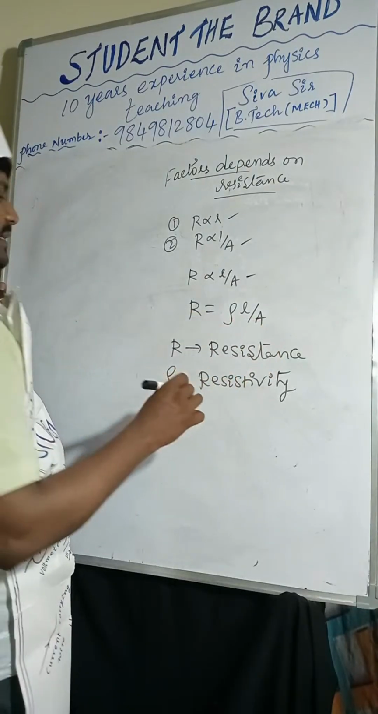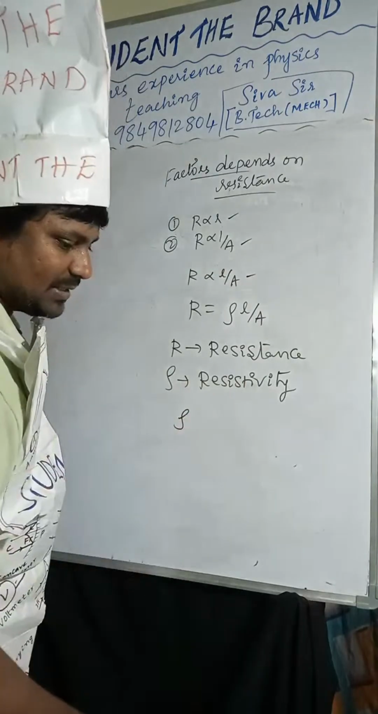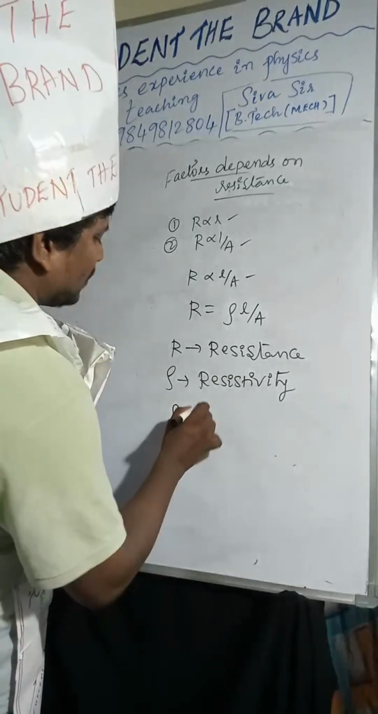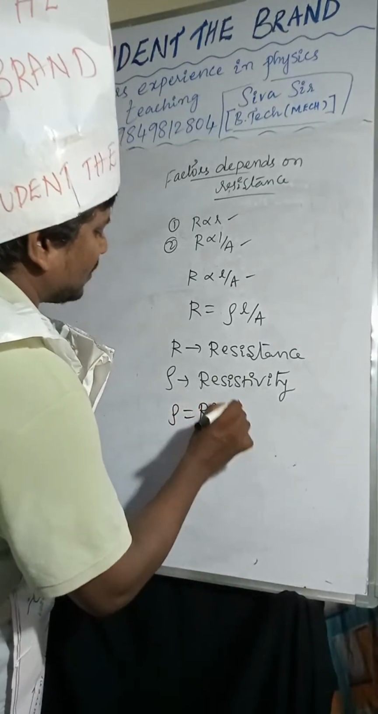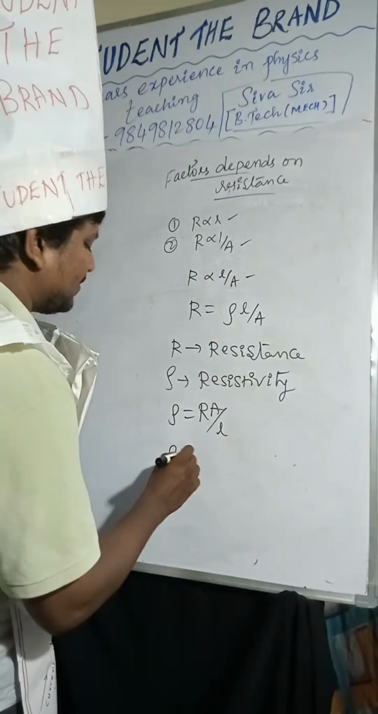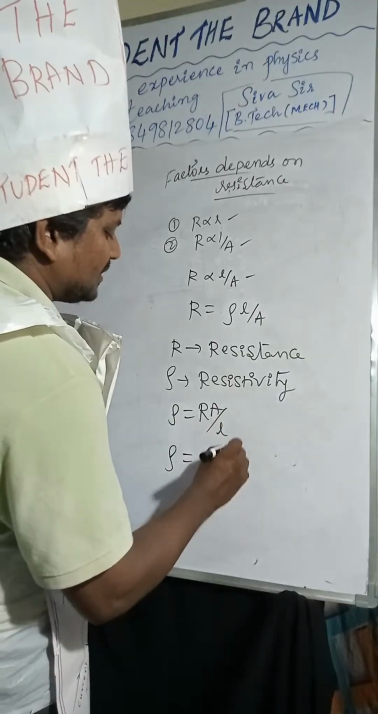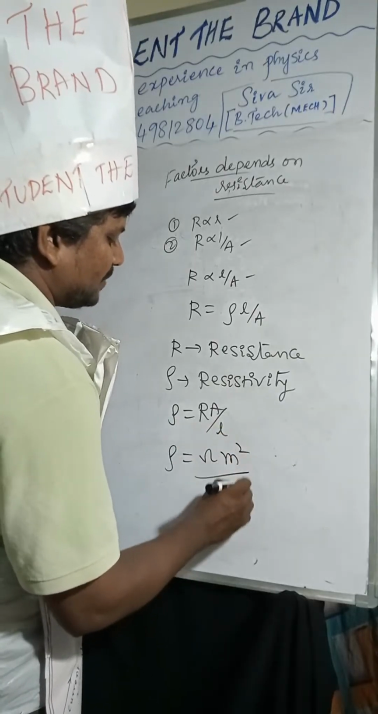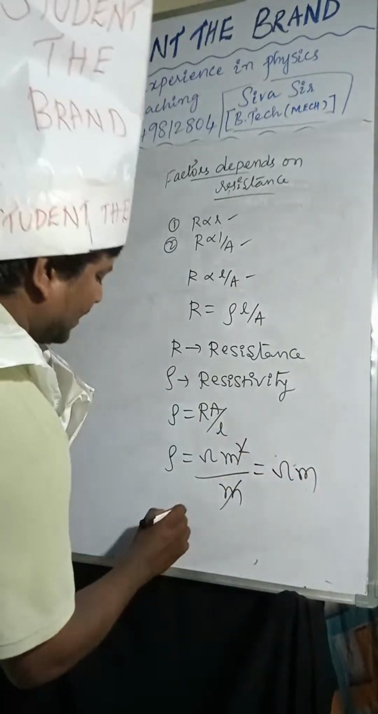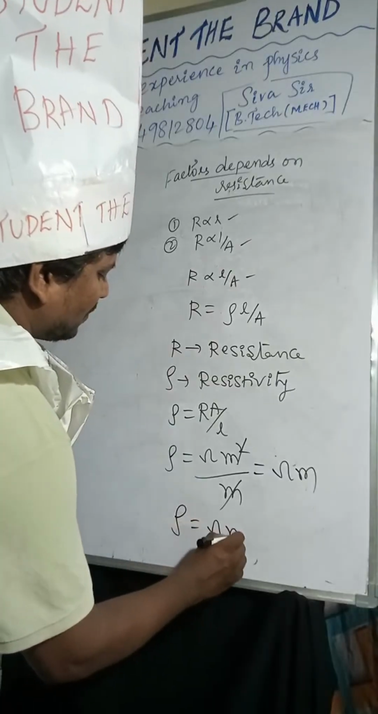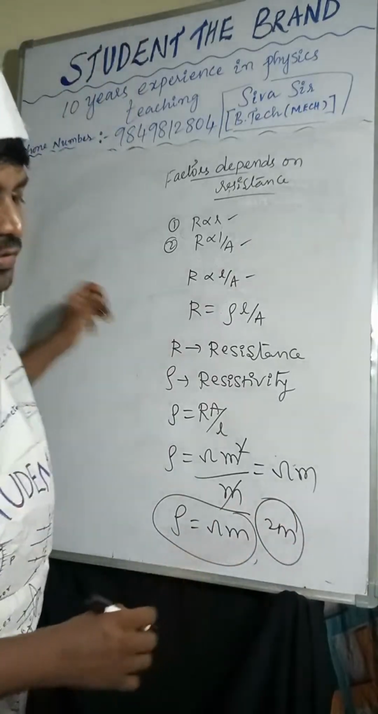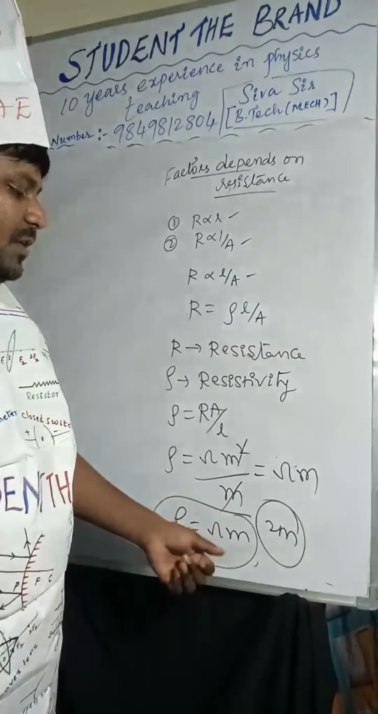The SI unit of resistivity, they will ask for 2 marks. Rho equals RA by L. The SI unit of resistance is ohm, the SI unit of area is meter square, and the SI unit of length is meter. So meter gets cancelled, and the SI unit of resistivity is ohm meter. Very, very important for 2 marks, so make sure you note it down.